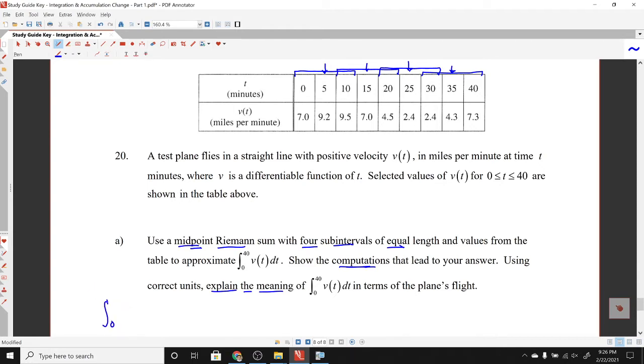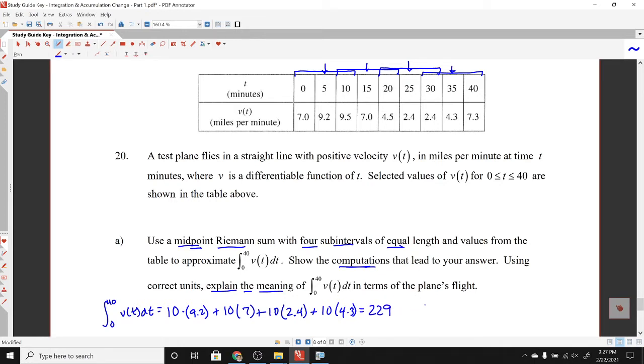The integral from 0 to 40 of v of t dt is going to be, well, the width of this interval is 10, from 0 to 10 is 10, times the height of this interval, we use the midpoint, that's 9.2, plus the next interval has a width of 10, as does the other intervals. 10 times the height of that interval, which would be 7, plus 10 times the height of the next one, which is 2.4, plus 10 times the height of the next one, which is 4.3. Add that all up, we get 229.